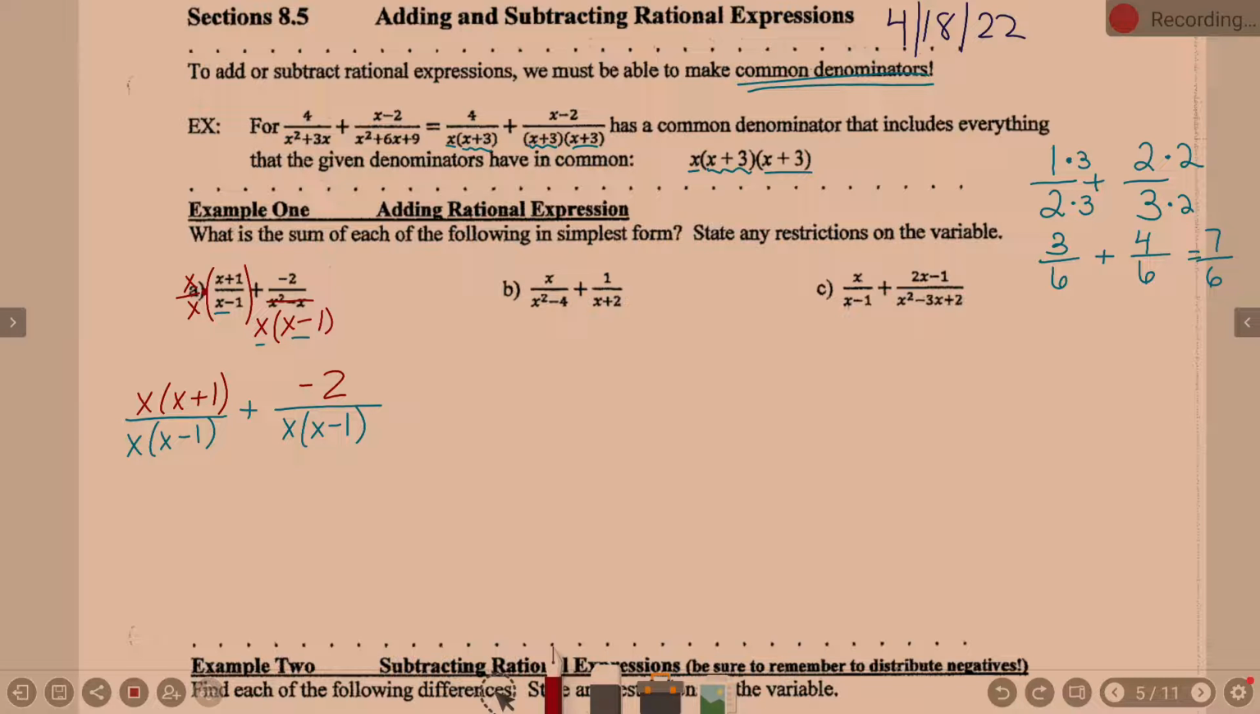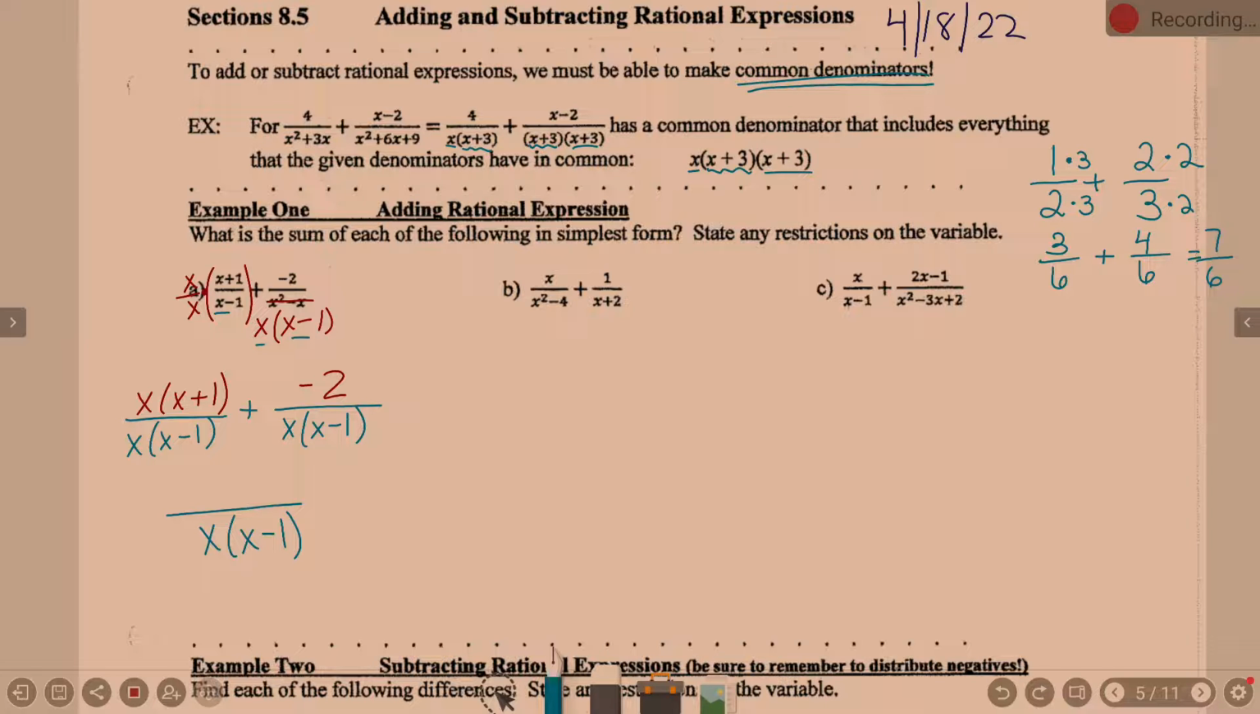Now, how do we add fractions? We need a common denominator, which, what did I just get? A common denominator. So we need a common denominator. So when you're adding fractions, you keep the common denominator, right? What did I do over here with my 6? I kept the denominator of 6 and added my numerators. So I'm going to keep my common denominator of what? X times x minus 1. And then I'm going to add my numerators.